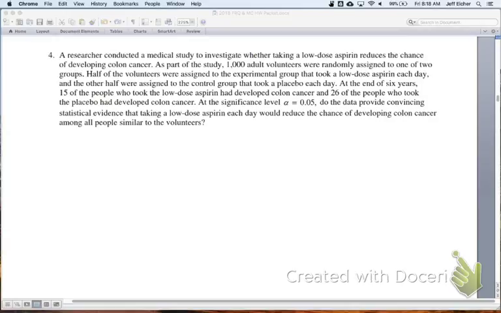Number 4. You'll notice there is no Part A, B, C, and D. This is your clue that there are 4 parts. This is do either an interval or a test, and notice just glancing at the question, I see an alpha level here, so we'll be doing a test. Also notice the language, is there convincing statistical evidence? That's also test language, not interval, but test.